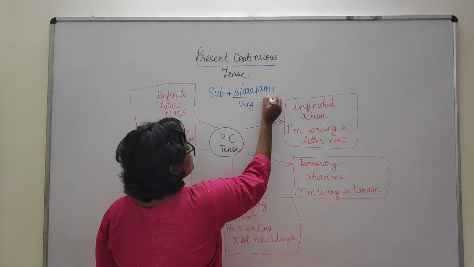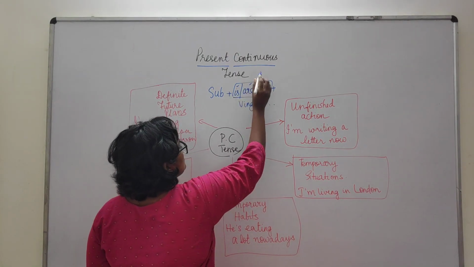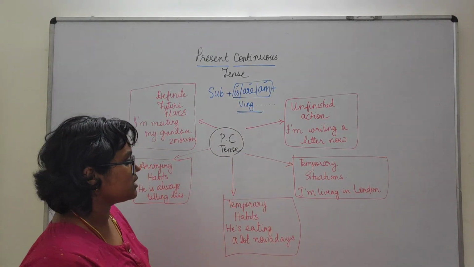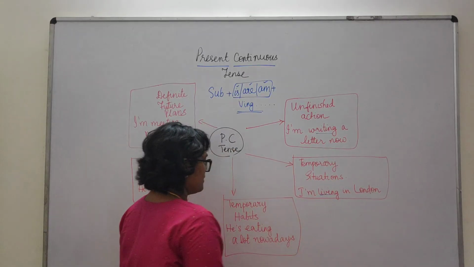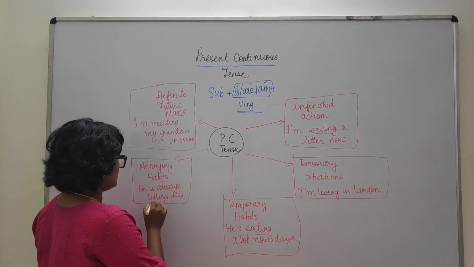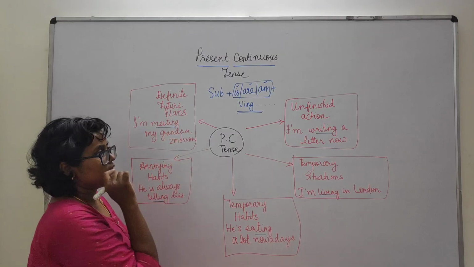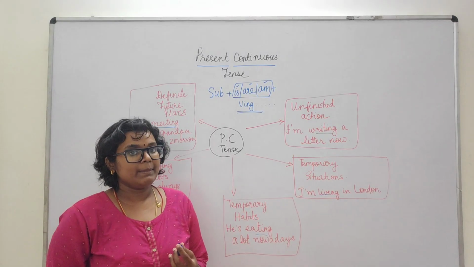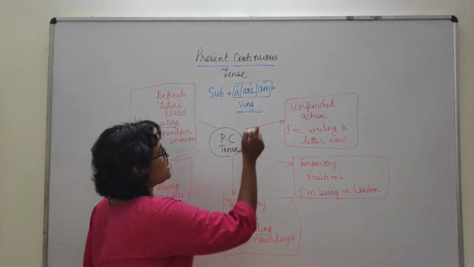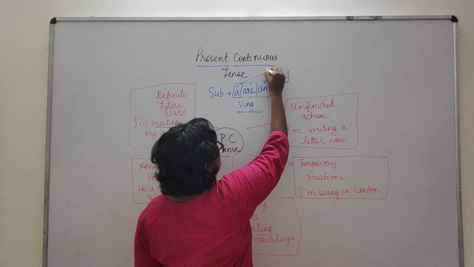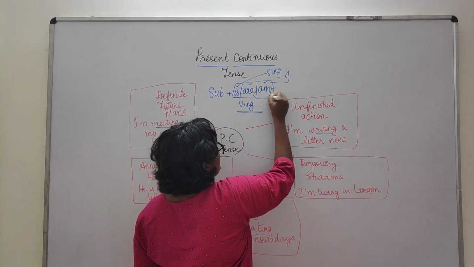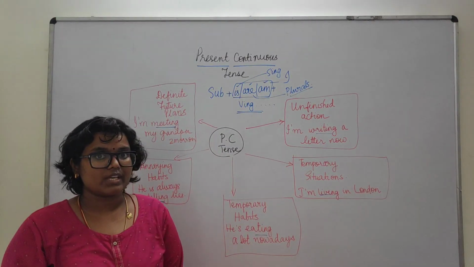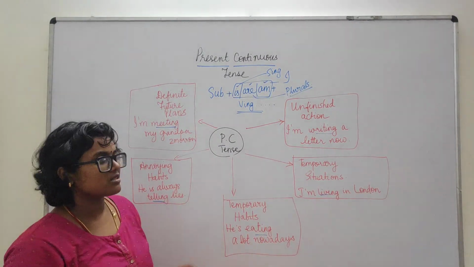Because it is present, we either use am, is or are, and because it is continuous, we also use V-ing, verb plus ing. For example, writing, living, eating, telling, meeting. So we use ing along with the present be form words, which are am, is and are. Am is used in case of I, is is used with all singulars and are is used with all plurals. This is how we frame a sentence in the present continuous tense.